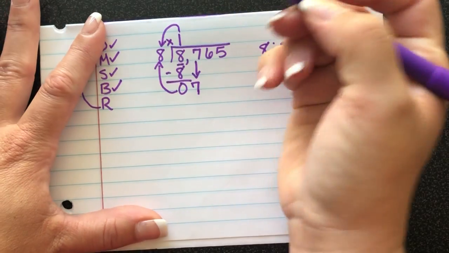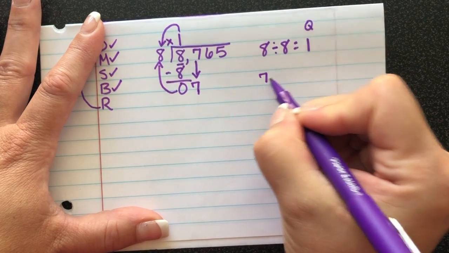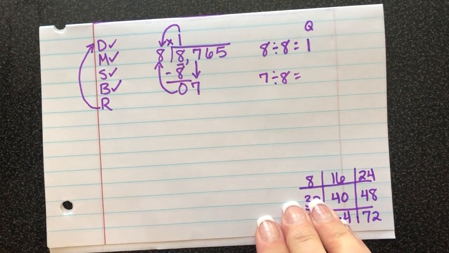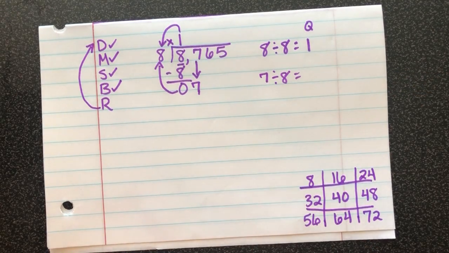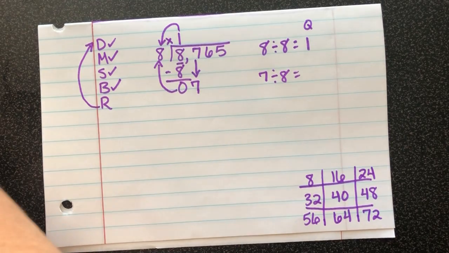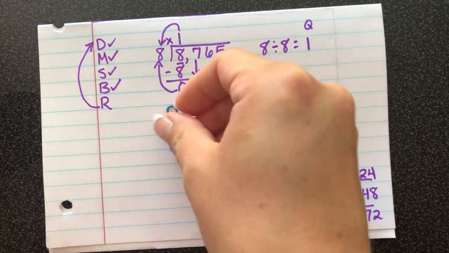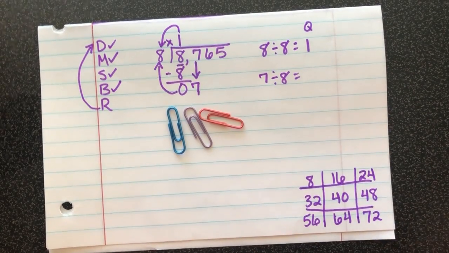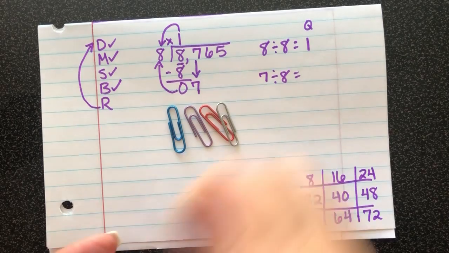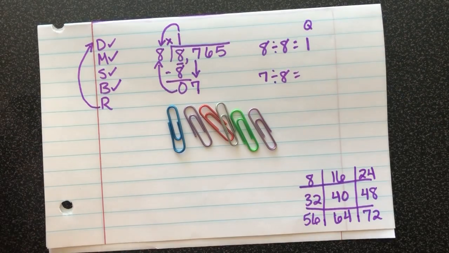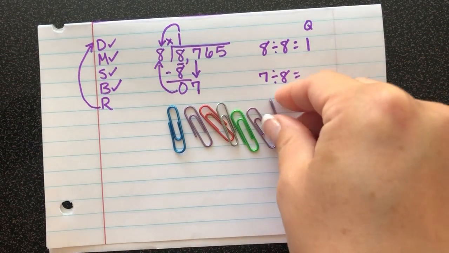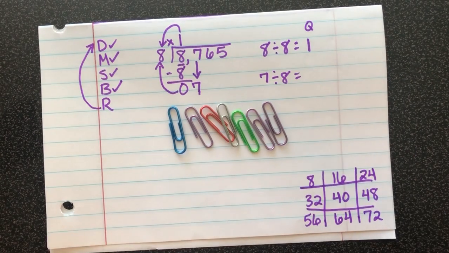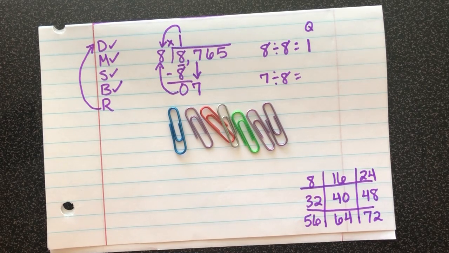So I'm going to divide 7 divided by 8. Here's where the 0 comes in. Okay, so here's what happened. Now what I'm trying to divide is 7 divided by 8. So I have 1, 2, 3, 4, 5, 6, 7 paper clips. Okay, I have a total of 7. That's my dividend. And I'm trying to take a group of 8 out.